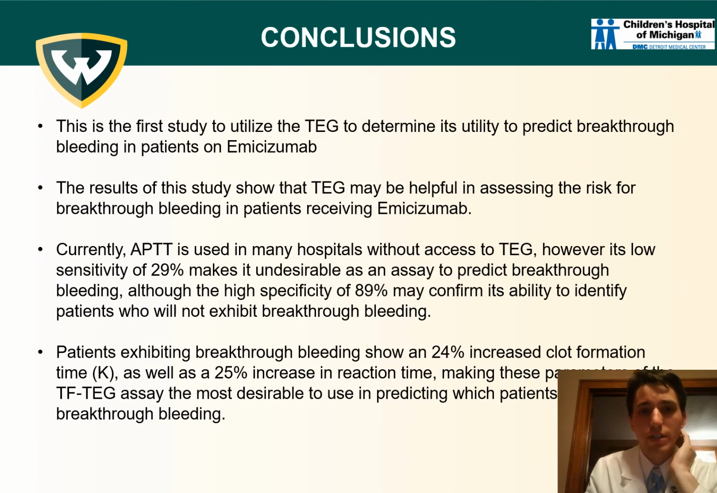To conclude, this is the first study to utilize TEG to determine its utility to predict breakthrough bleeding in patients on emicizumab. The results of the study do show that TEG may be helpful in patients receiving emicizumab. Currently, many hospitals do not actually have access to the tissue factor TEG machine, so they are only able to use APTT. However, for the reasons stated before, it's not as desirable, but it can be used.